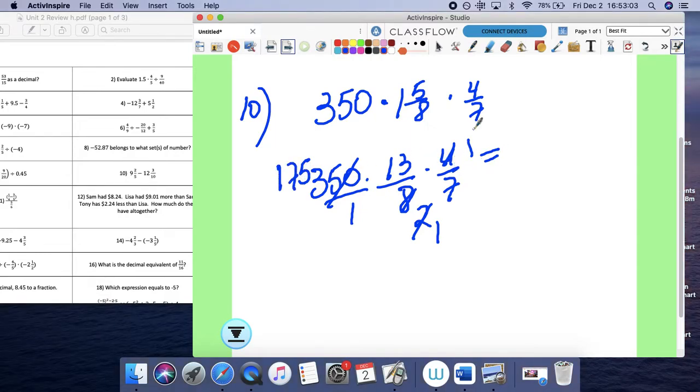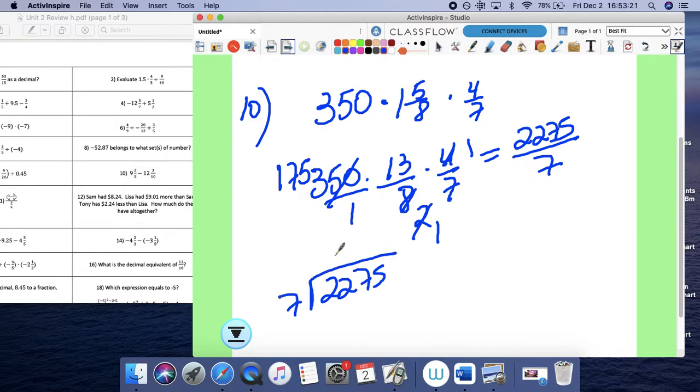And then I have to multiply. So 175 times 13 equals 2,275. And at the bottom is just 7. So let's write that as a mixed number. So 2,275, we divide that by 7. 3 times is 21. 1 left over, 7 comes down.